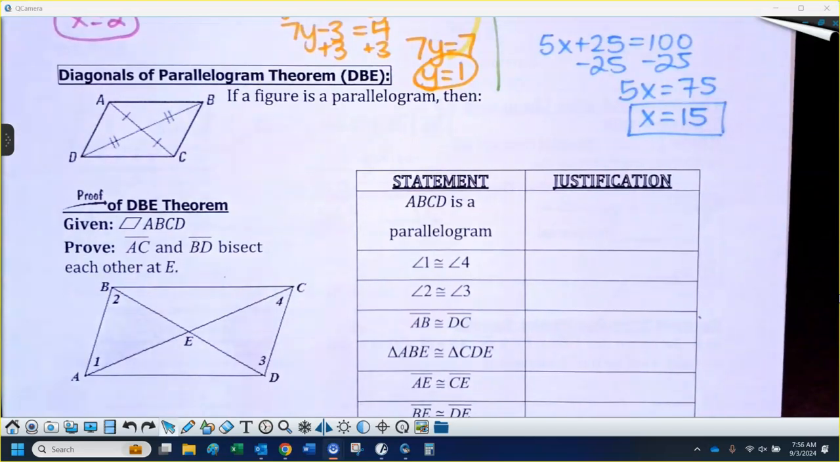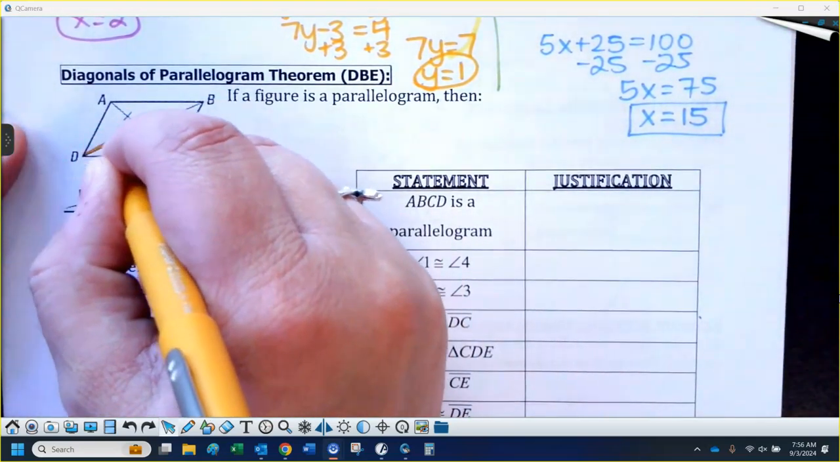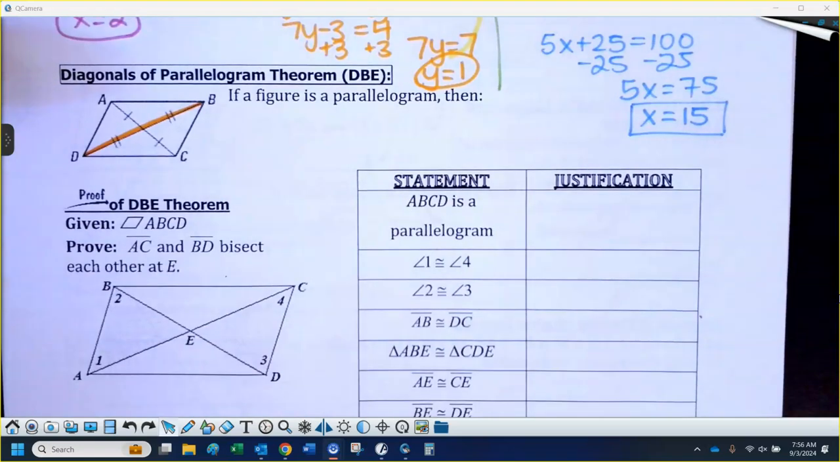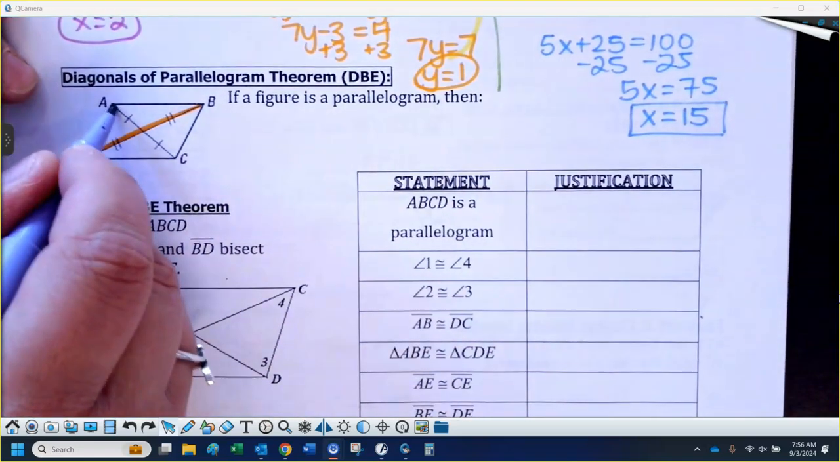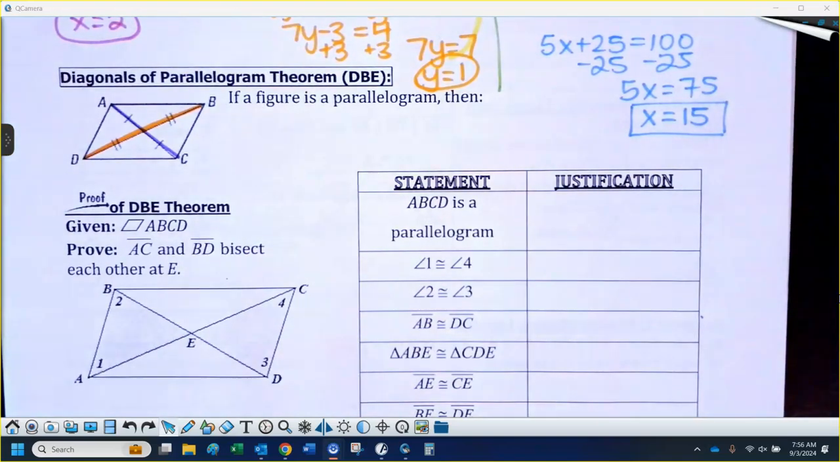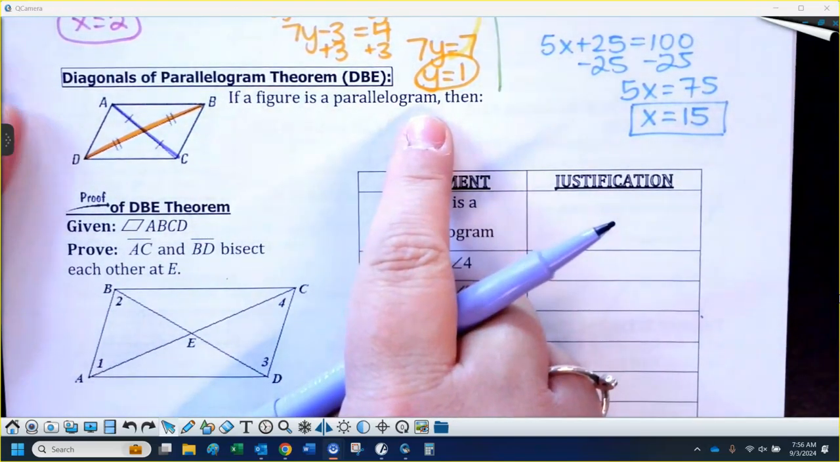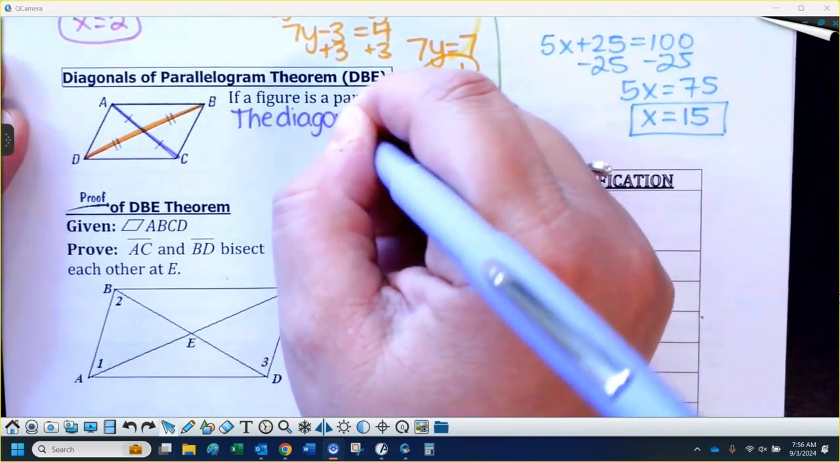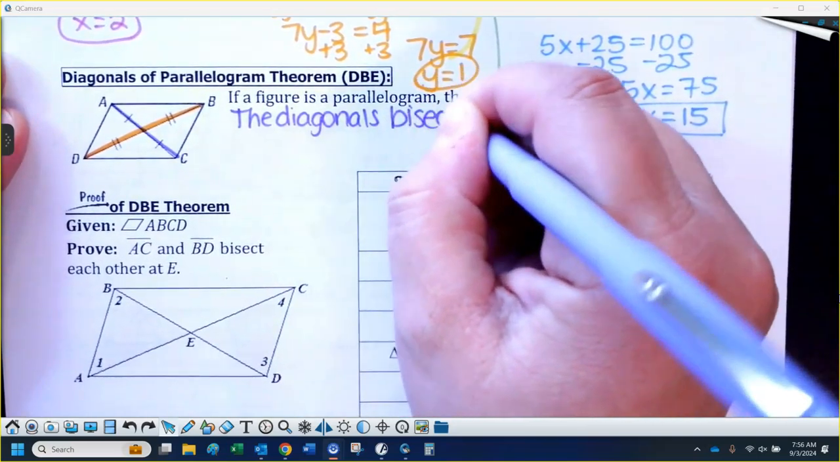So if you have a parallelogram, and remember, this is a theorem, so we have to prove it before we can use it. It's not just an accepted statement of fact. Once I prove it, you're going to use this in some problems today. In this one we're going to look at the diagonals. Remember, a diagonal just connects two vertices that are not next to each other. So I've got two different diagonals in here. What this theorem says, which we're going to prove in a second, is that if a figure is a parallelogram, then the diagonals bisect each other.